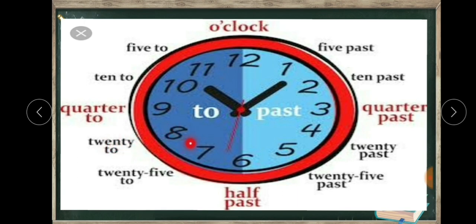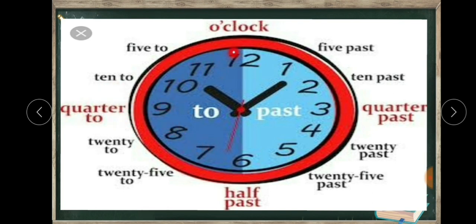Then instead of 40 minutes past, we use 20 minutes to. That means 20 minutes remain to reach that hour. Then instead of 45 minutes past, we use quarter to. Then listen children, instead of 15 minutes past, we use quarter past. Instead of 45 minutes past, we use quarter to.